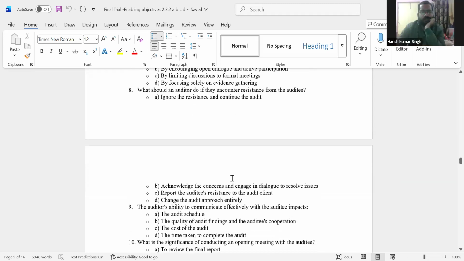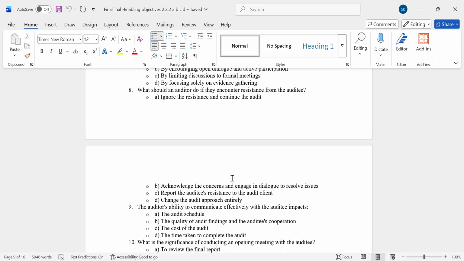Eighth one. What should an auditor do if they encounter resistance from the auditee? A. Ignore the resistance and continue the audit. B. Acknowledge the concern and engage in dialogue to resolve issues. C. Report the audit resistance to the audit client. D. Change the audit approach entirely. B, sir, acknowledge the concern and engage in dialogue to resolve issues. Right. Anybody, any other answer? B, sir. Right, good.